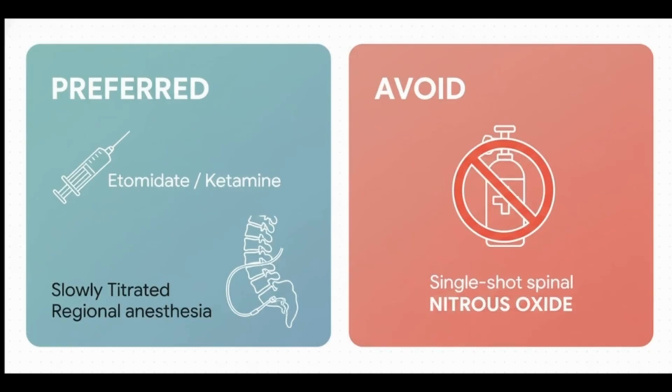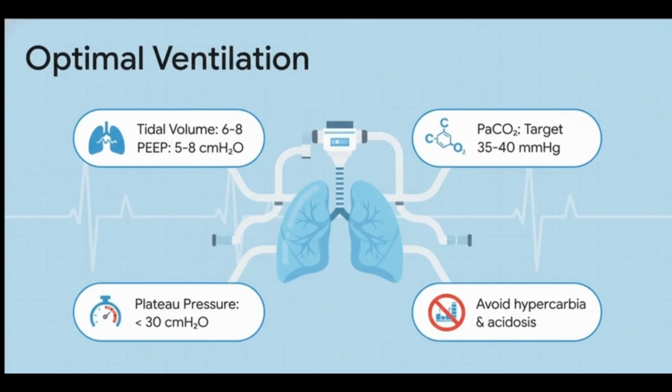It directly increases pulmonary vascular resistance, which is the last thing we want. Your ventilation strategy is also key to keeping PVR down. The goal is straightforward: lung protective ventilation. That means low tidal volumes, just enough PEEP to get the job done, and strictly avoiding hypercarbia and acidosis. Remember, both of those are potent pulmonary vasoconstrictors.